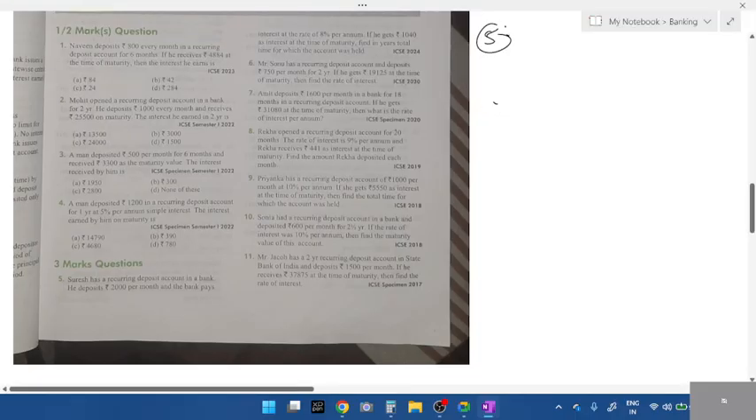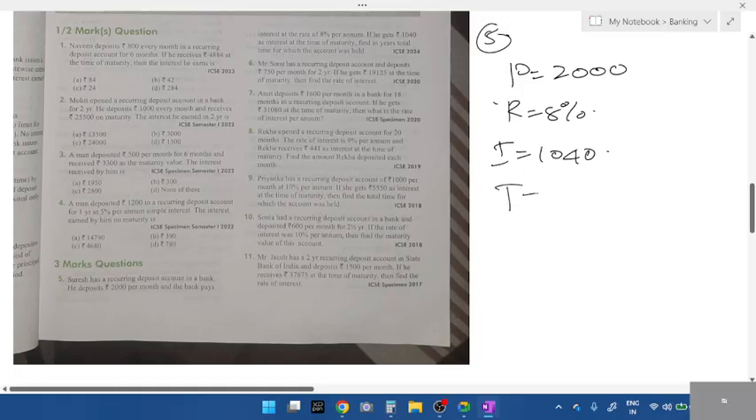Fifth question. All of you look at the fifth question. Suresh has an RD account in a bank. He deposits principal is equal to 2000 per month, and the bank pays interest at the rate of 8%. If he gets 1040 as interest at the time of maturity, find the number of years, total time.